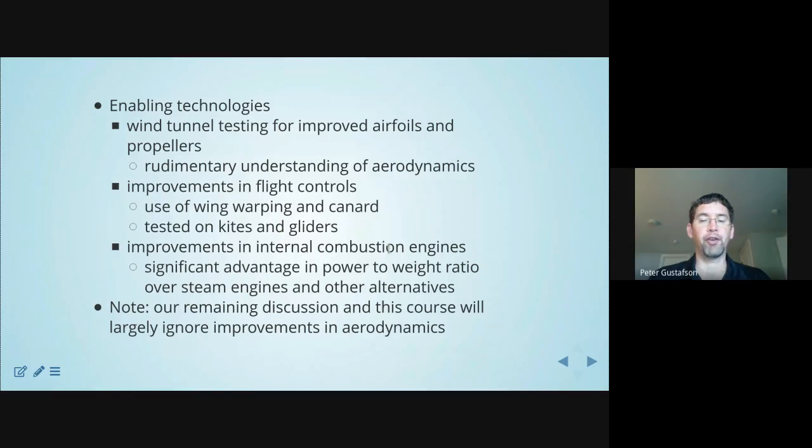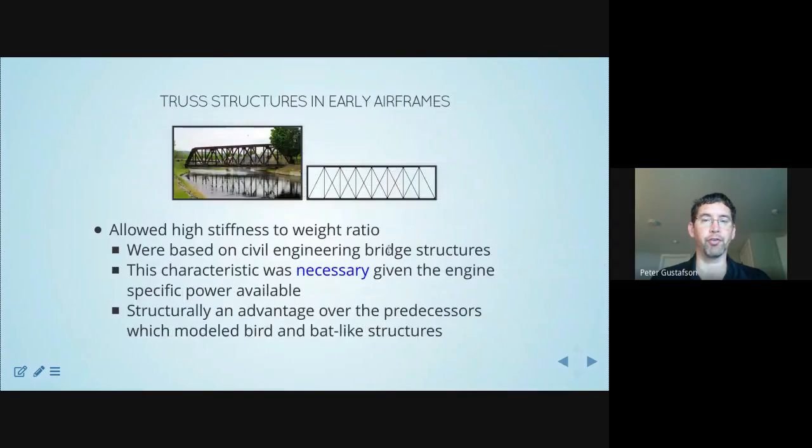These enabling technologies, briefly discussed here, will largely be ignored throughout the rest of the course. We're going to look solely at structural mechanics advantages.